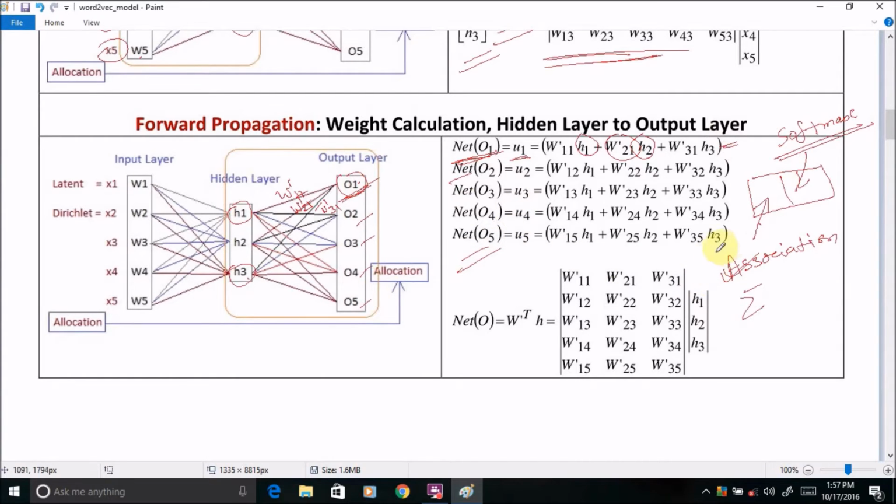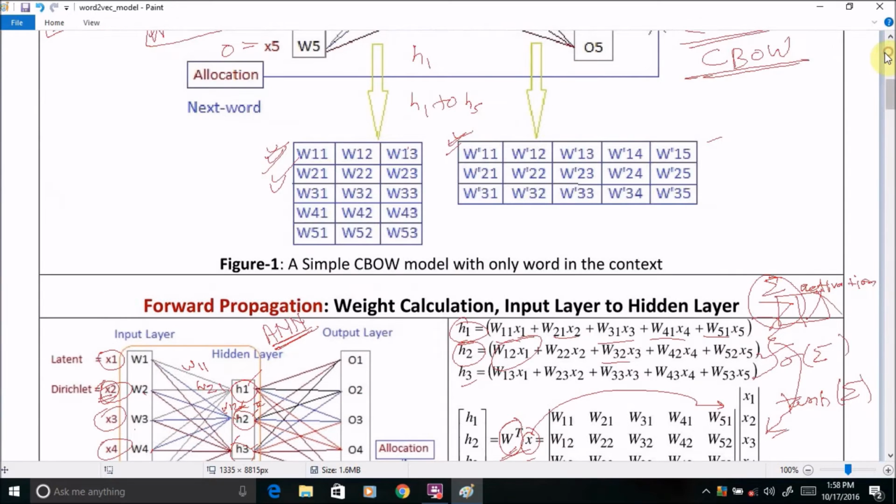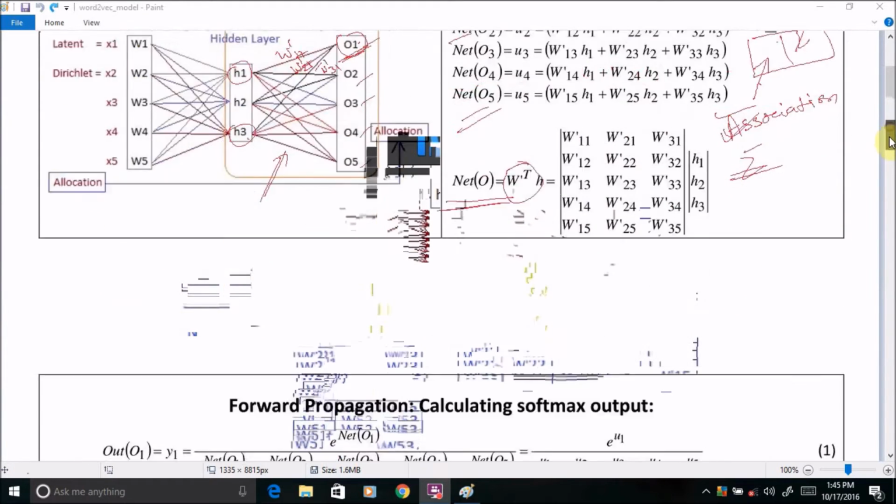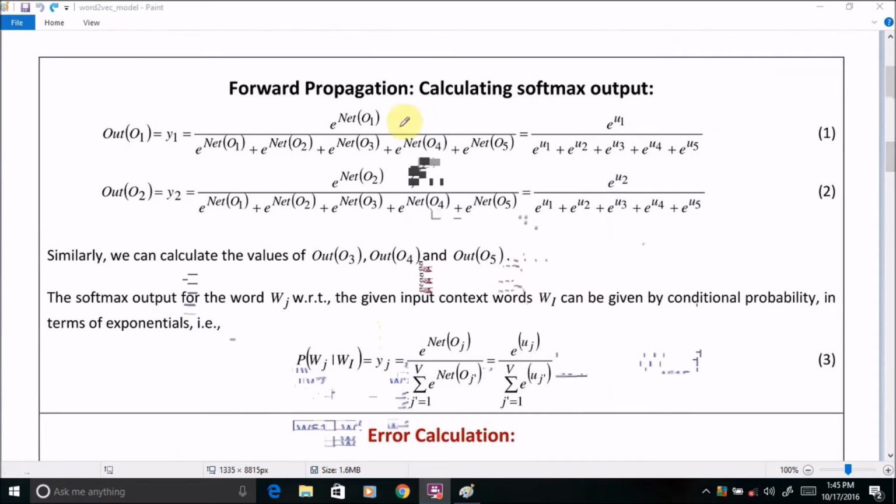In a more generalized form, we can represent the entire calculation through a product of matrices. Here W-T is the transpose of the matrix which represents the weights of all these neurons. Now the next part is to calculate the softmax output. So, forward propagation: calculating the softmax output.